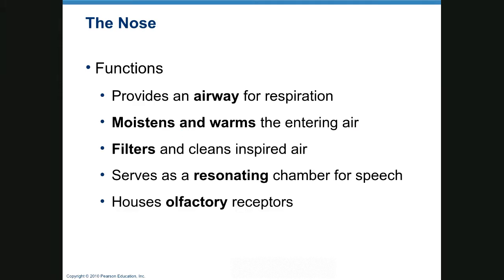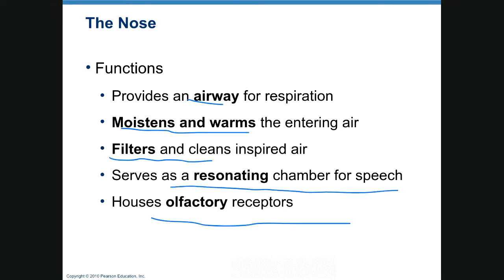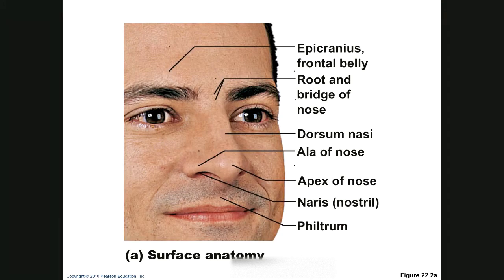Now the nose provides an airway for respiration, moistens and warms air, filters and cleans inspired air, and is a resonating chamber for speech. It houses olfactory or smell receptors. Here's some of your anatomy. This is the root and the bridge of the nose, dorsum nasi. These are the ala of the nose, apex of the nose, and we have philtrum right here, and then the nose hole.